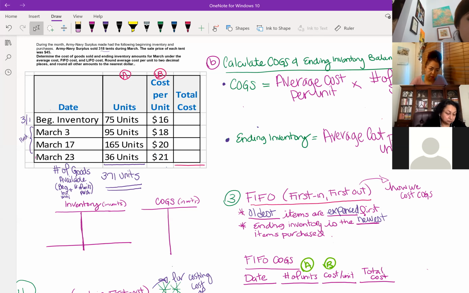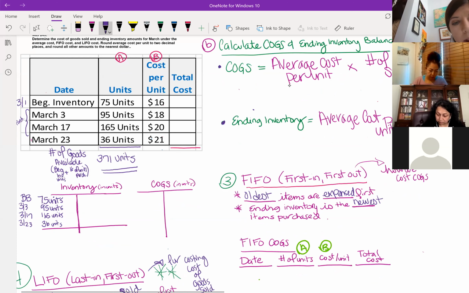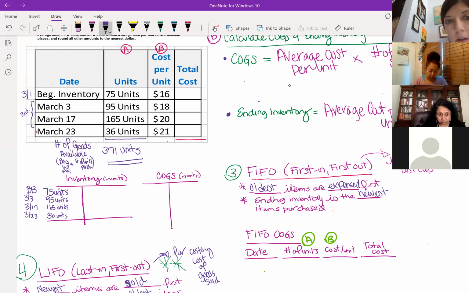So if you think here, we'll look at the T account for inventory. So we have beginning inventory, and I'm going to look in units only. We had 75 units in beginning inventory. And then on March 3rd, we purchased 95 units. On March 17th, 165 units were purchased. And then on March 23rd, we purchased an additional 36 units. And we added those up to get the 371 units.